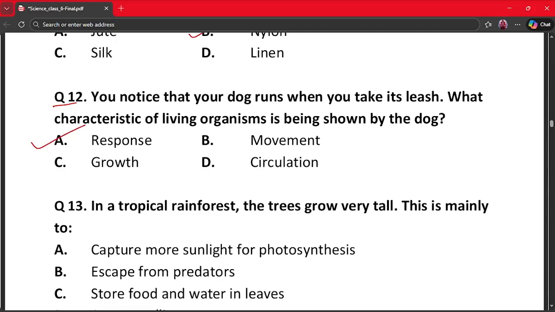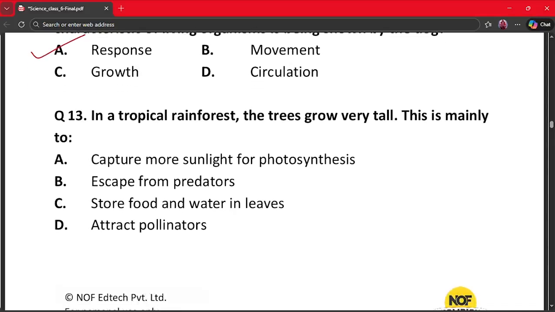So living organisms respond to stimuli. Seeing the leash is the stimulus, the dog's running is the response. This shows sensitivity. Hence response is the correct characteristic. Next question is question number 13.